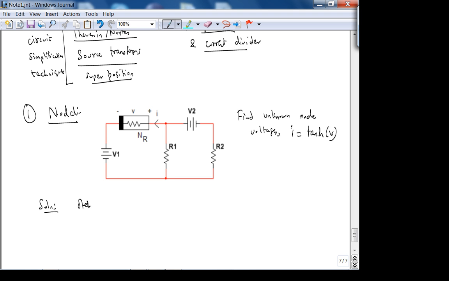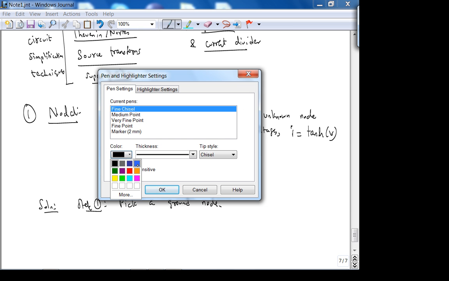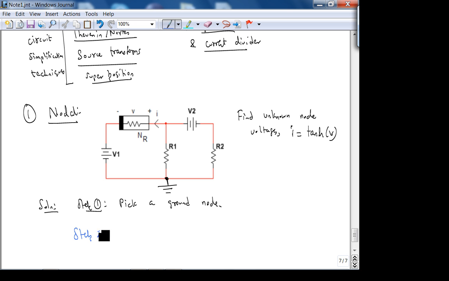Step one is you pick a ground node. You can pick any node as ground. The rule of thumb is you pick the node with the most number of elements connected to it, which is this guy. Okay. So step two. Let me use different colors. Label unknown node voltages.